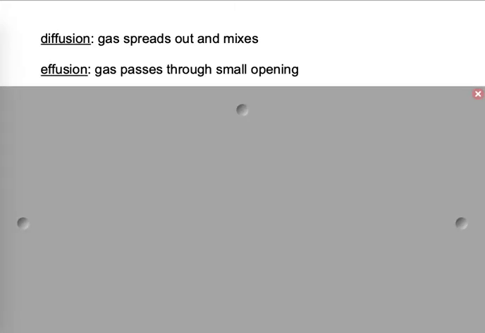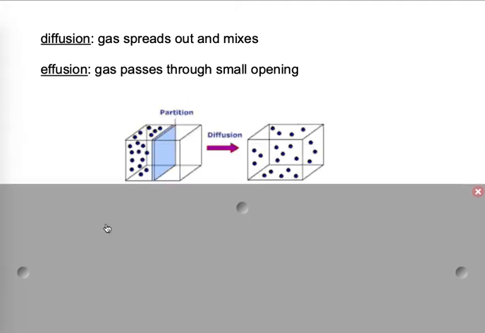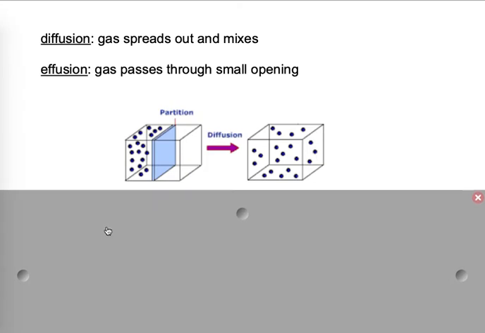The final two properties are diffusion and effusion. Diffusion is when a gas spreads out and mixes. Effusion is when a gas passes through a small opening. And here are some nice diagrams. So here I have a gas sample in a container. A partition keeps the gas particles on the left side with perfect vacuum on the right side. If I remove the partition, then the gas particles diffuse to fill the container.